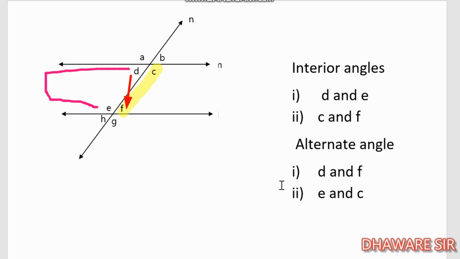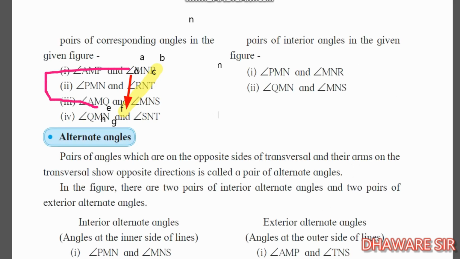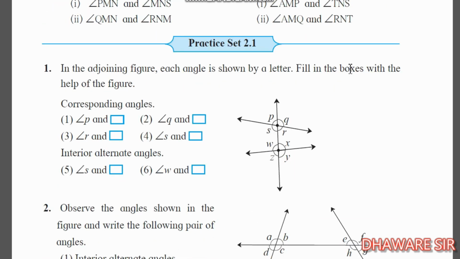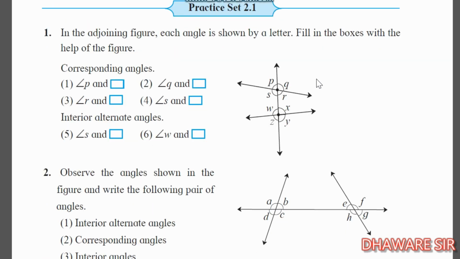So this is the example that we have seen, which angles are the interior angles, which angles are the corresponding angles, and which angles are alternate angles. Now let us see in our textbook, they have given practice set 2.1. Let us see what is the practice set 2.1. In the adjoining figure, each angle is shown by the letters. Fill the boxes with the help of the figure. So we are going to do an activity of completing the boxes.